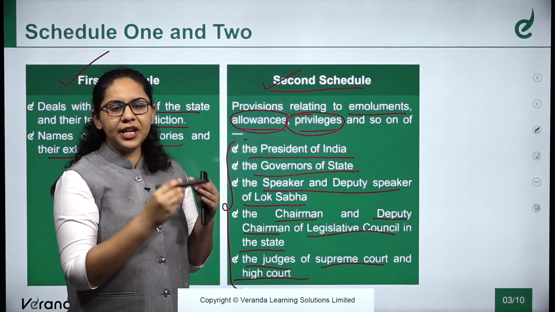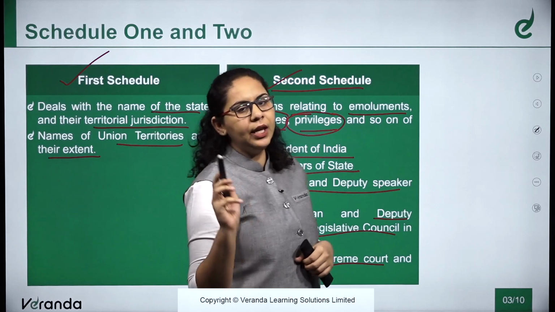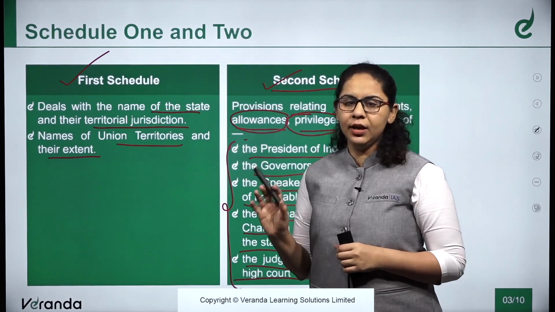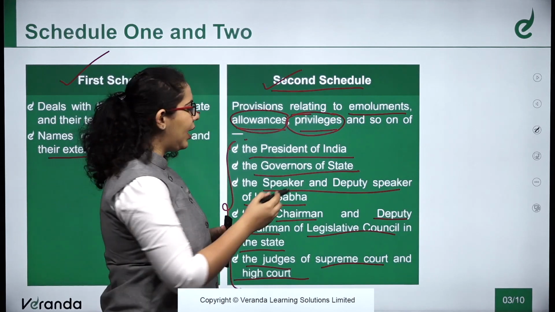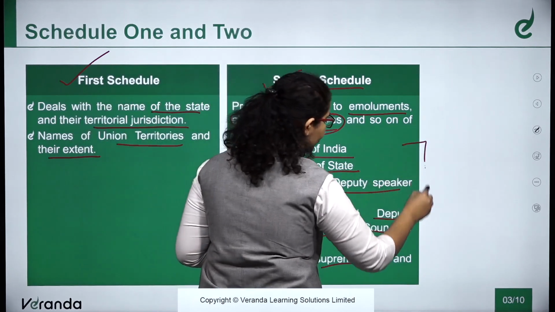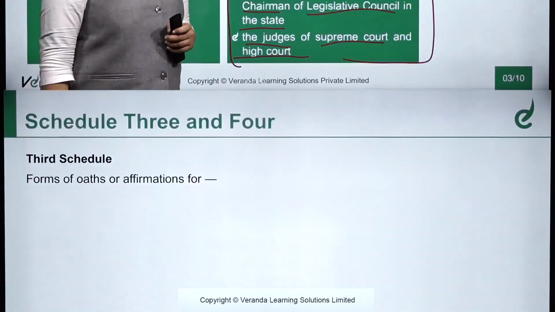One is President, second is Prime Minister, third is Governor, and you have to choose A, B or C, likewise. This is the pattern of questions of UPSC prelims. So you have to remember this fact that whose all salaries are discussed in second schedule. Next, we will move ahead.